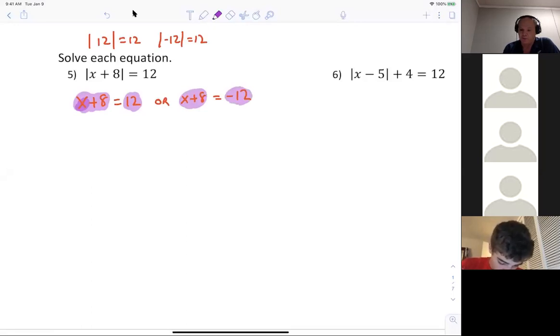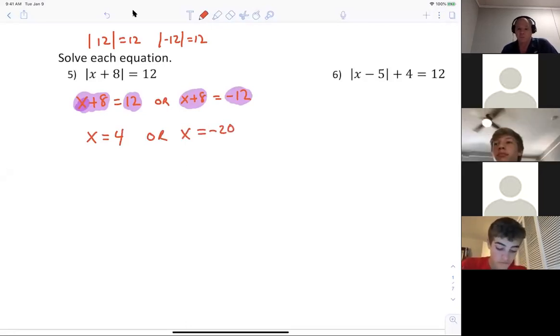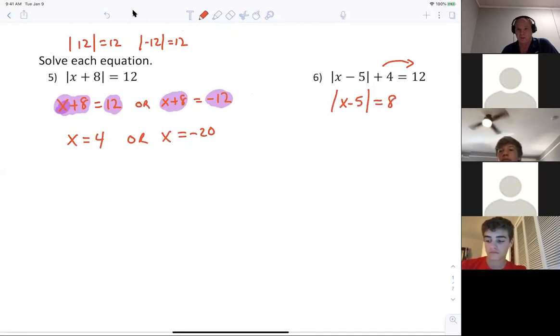And then it's just a matter of solving that out. Subtracting 8, that's just mental math for us. So x equals 4, or x equals -20. Now don't forget, one of the rules for solving absolute value equations is that you have to isolate the absolute value. So I'm just going to remind you on question number 6, the first thing you'd have to do is move the 4. So you'd have to say the absolute value of x minus 5 is equal to 8, and then continue from there.